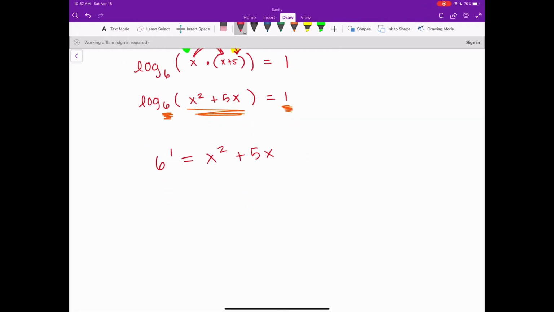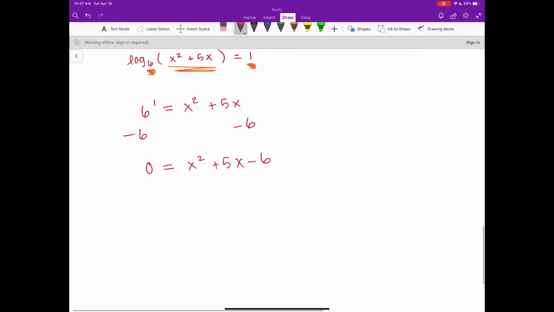And I see that exponent of 2, that makes it a parabola, right? This is our quadratic. Maybe a little bit harder to solve, but we can do it. So I'm just going to set this all equal to 0. To get this into standard form, I'm going to subtract 6 from both sides, because 6 to the first power is just 6, right? So that's going to give me 0 equals x squared plus 5x minus 6.